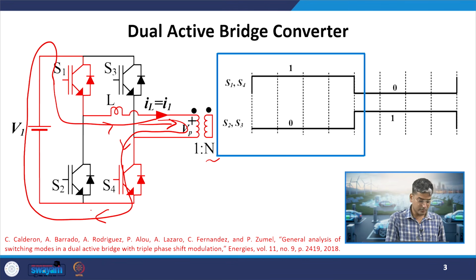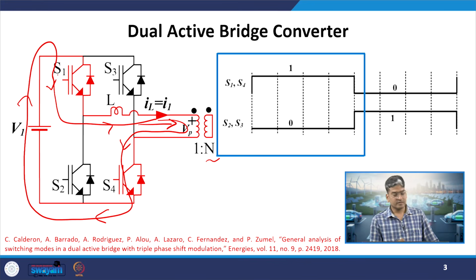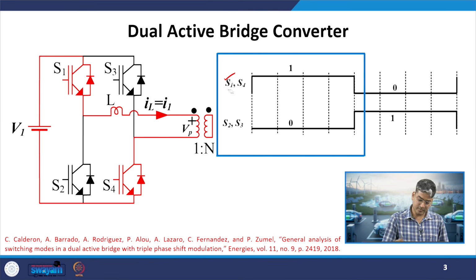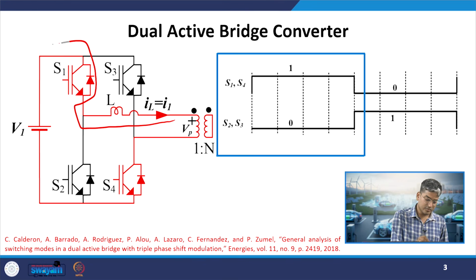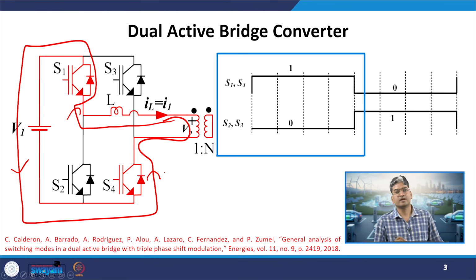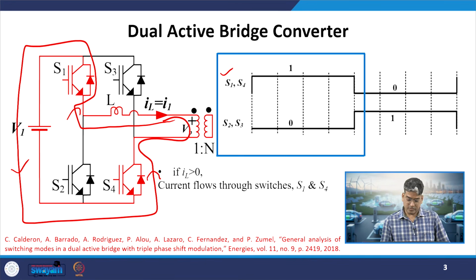Your current will be flowing through the IGBTs S1 and S4 when the current is positive and S1 and S4 are on. Similarly, if the current is negative, what is the meaning of negative current? It flows in the opposite direction of our measurement. We have seen that it will flow through our anti-parallel diodes. So, it flows through the anti-parallel diode when S1 and S4 are on and the current is negative. This is our conclusion.